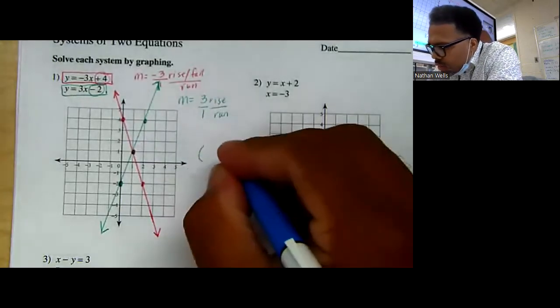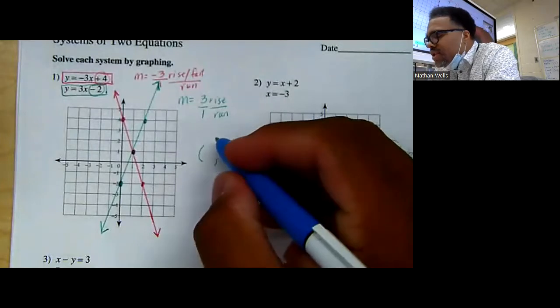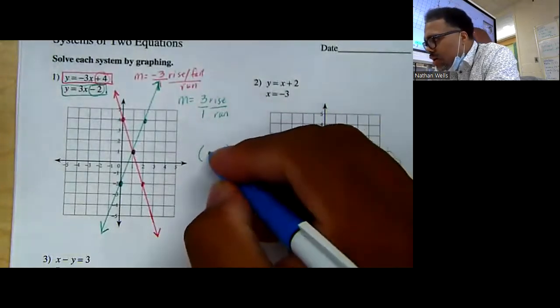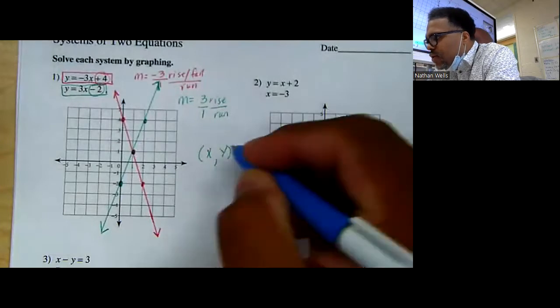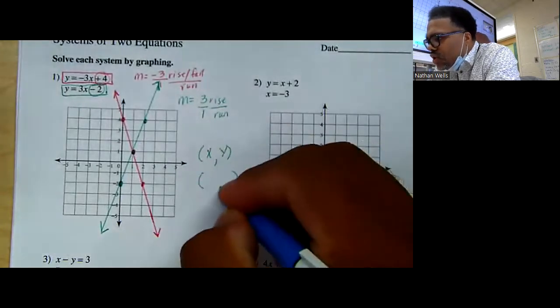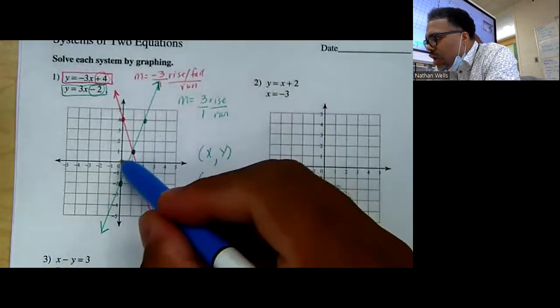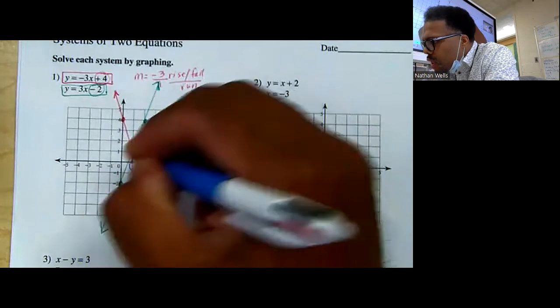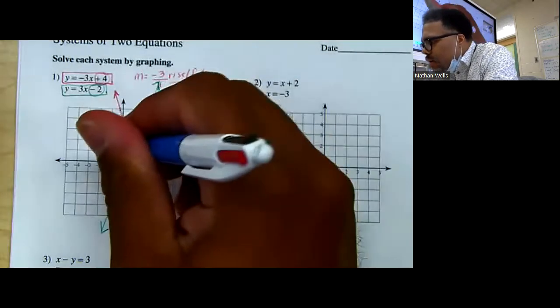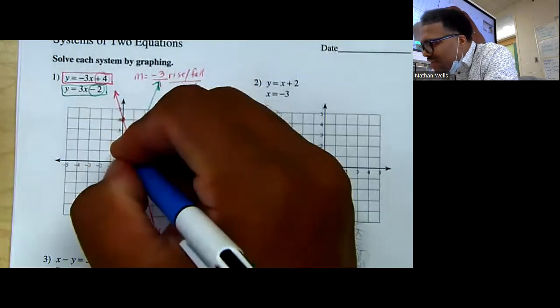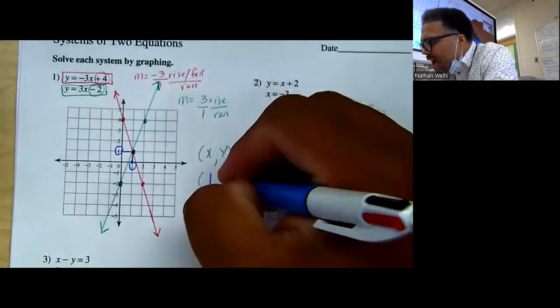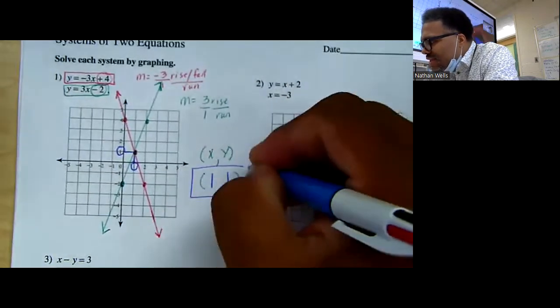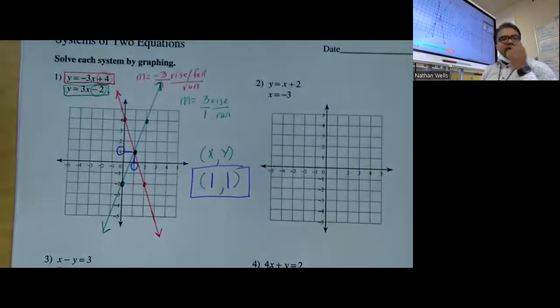Remember, when you give the coordinates of a point or a location of a point, your x value comes first and then your y value. Those are your xy coordinates. So along my x value, we have 1. But where this point lines up with the y value is also at positive 1. So this is my system of equations solution, 1, 1, because that's where the 2 lines intersect.